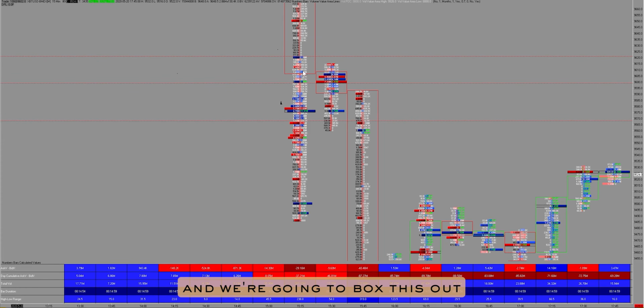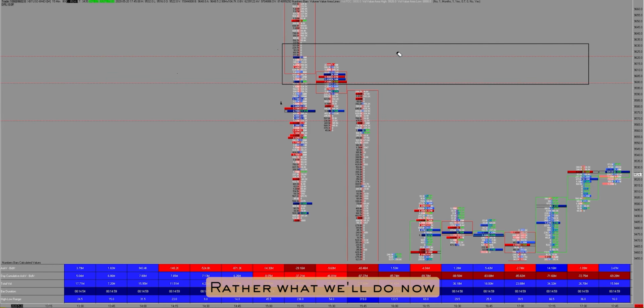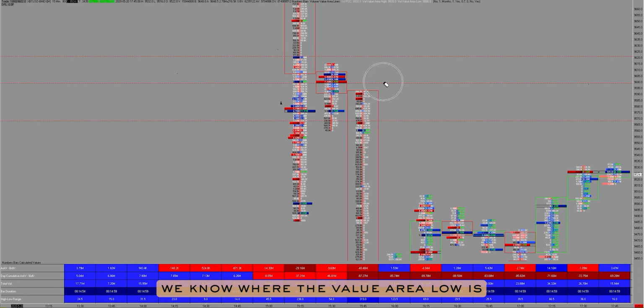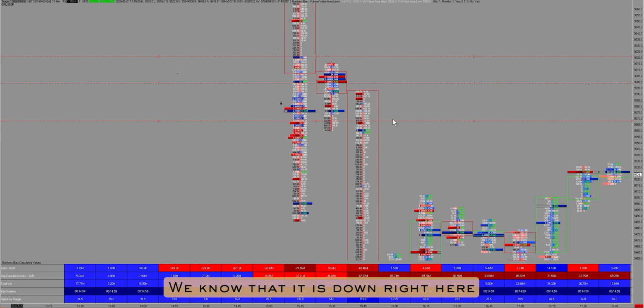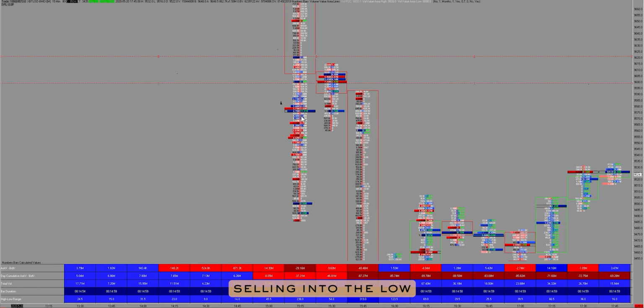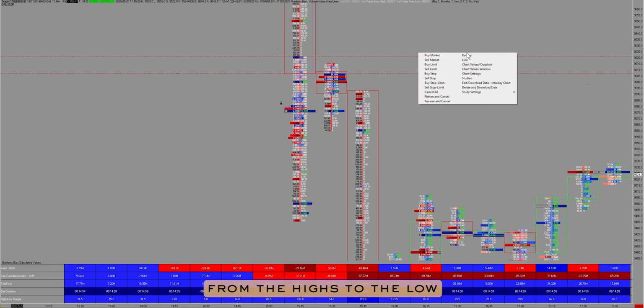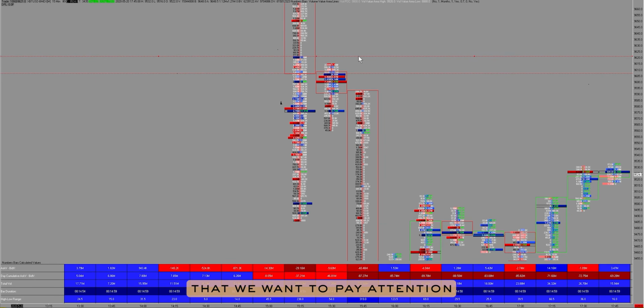and we're going to box this out. Rather, what we'll do now, we know where the value area low is. We know that it is down right here. So at that low, we see a ton of aggressive selling to the low. Again, 11 million contracts in this case offered. So there is a ton of passive selling that took place down here, which you're normally not going to want to see at a level that should be a balanced range that is taking two-way process from the highs to the low. So here's the level that we want to pay attention to.